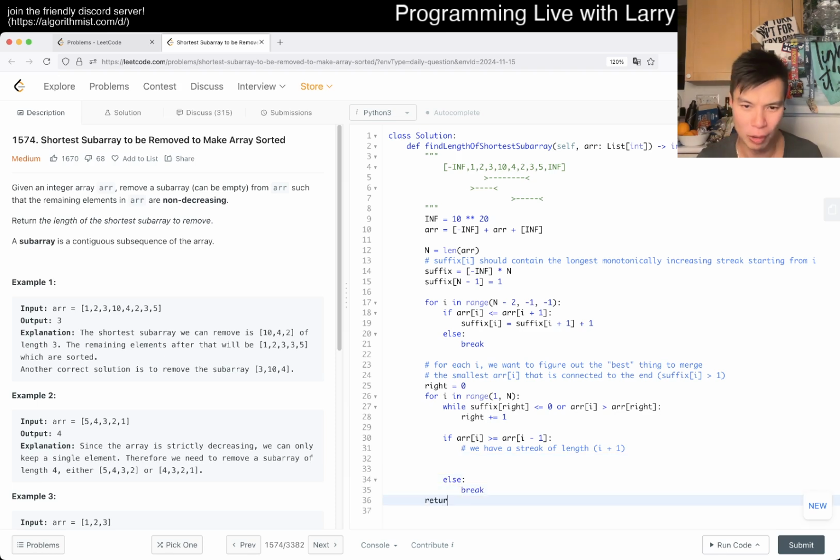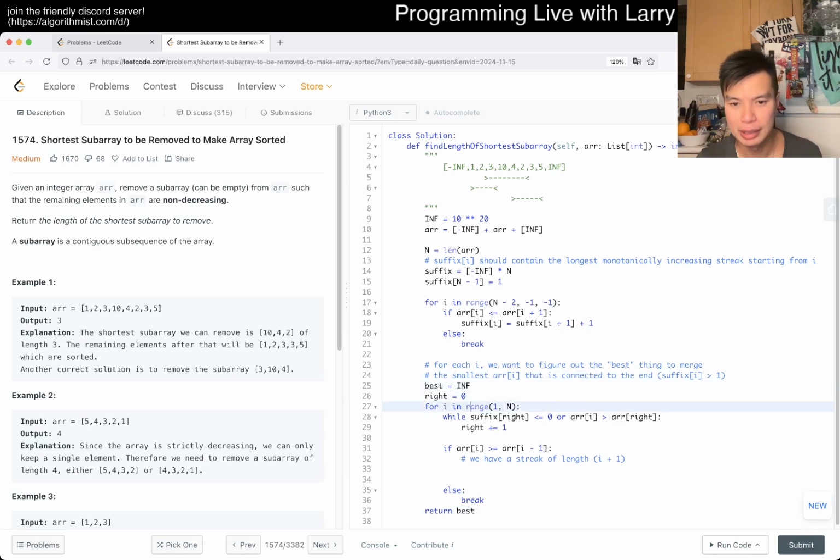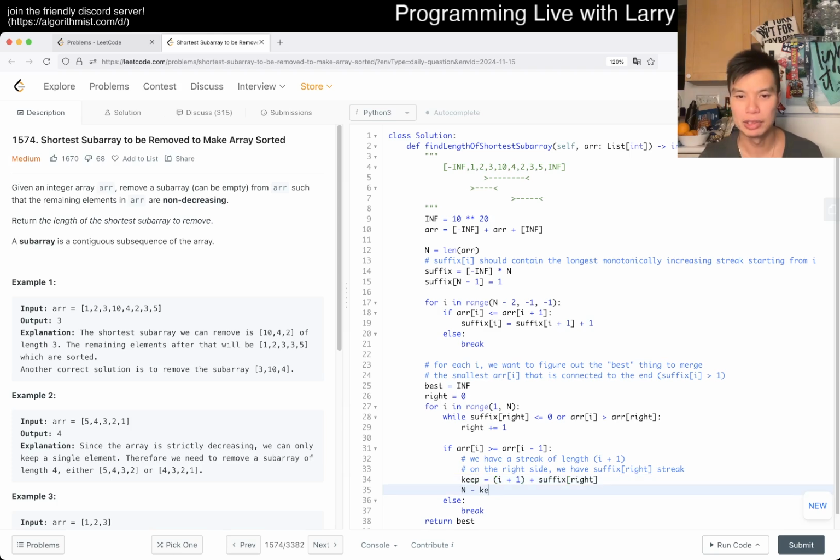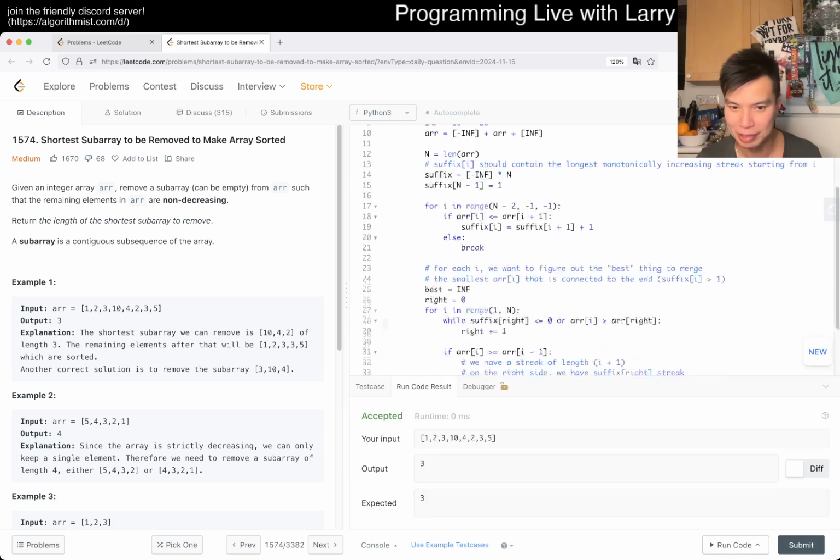and we just return something called best. We haven't defined best yet, but best is equal to infinity, and then here we get to, okay, so we have a streak of length I plus 1 on the left side, and then on the right side we have suffix sub right streak. So now all we need to do is I plus 1 plus suffix sub right, which is going to be the new length of what we keep, right? So keep is equal to this. So then the removal is going to be n minus keep. So we just do that, and we should be good, hopefully.